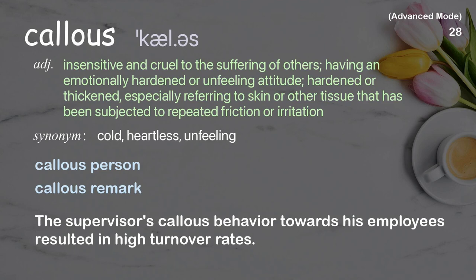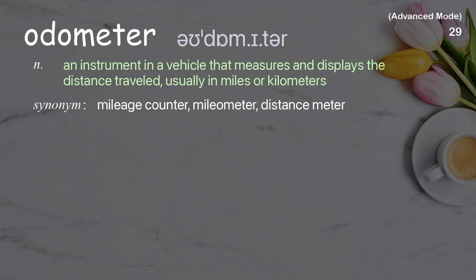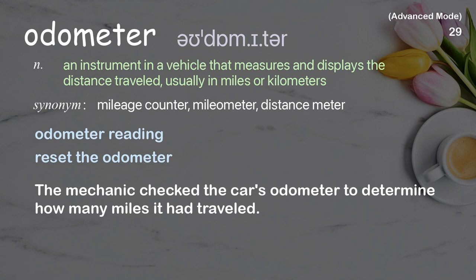Odometer. An instrument in a vehicle that measures and displays the distance traveled, usually in miles or kilometers. Examples: Odometer reading. Reset the odometer. The mechanic checked the car's odometer to determine how many miles it had traveled.